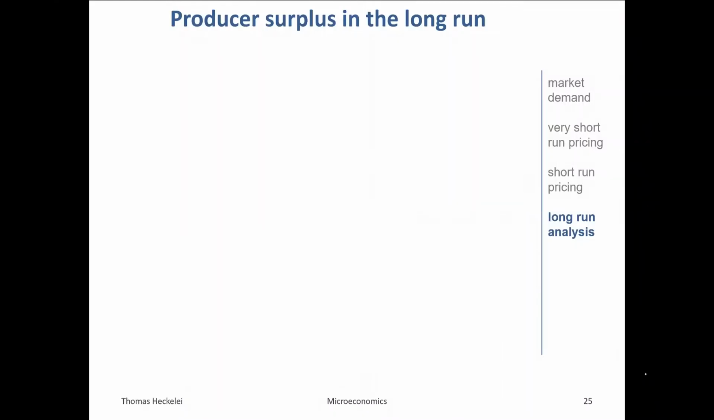Then let's finalize this market part, but also the whole course microeconomics up to now, by talking about the welfare implication for producer and also consumer at the long run equilibrium. And we come to the producer surplus first, which actually should sound familiar to all of us.